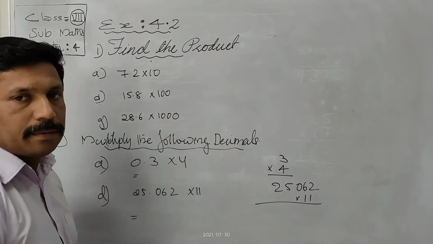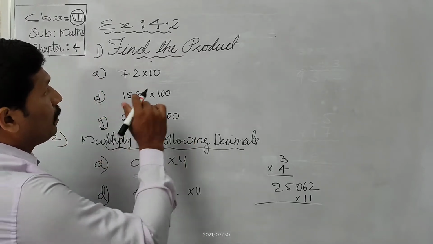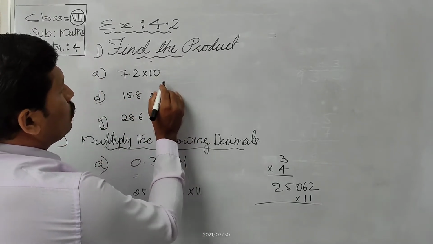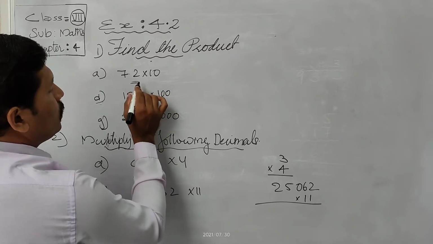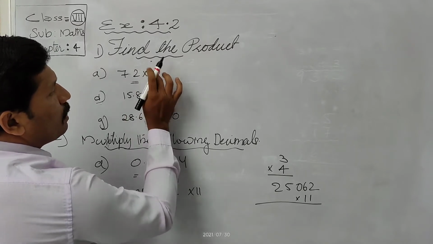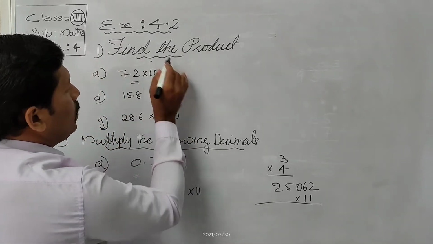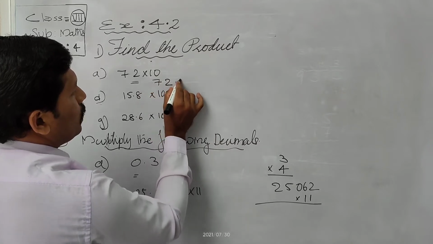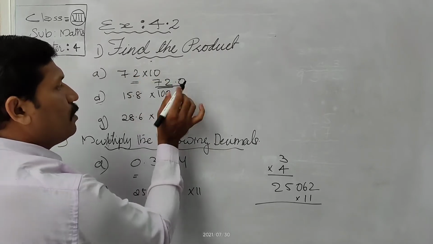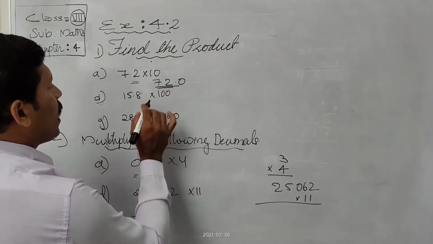So how can we multiply the numbers using tens, hundreds and thousands? I told you that there is a short method. In this method we shift the decimal to the right side according to the number of zeros in the multiplier. So here there is only 1 zero, therefore 1 digit it will be shifted, therefore it will be 72.0 or 72. We can write 72 or 72.0. It is not necessary to write 0.